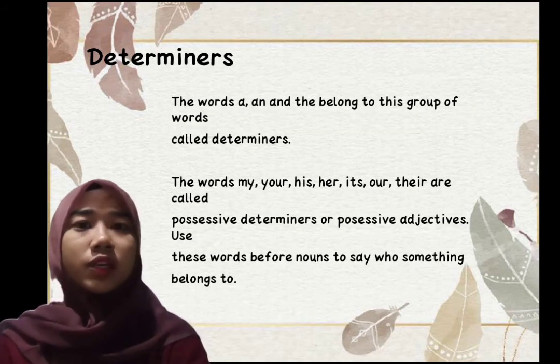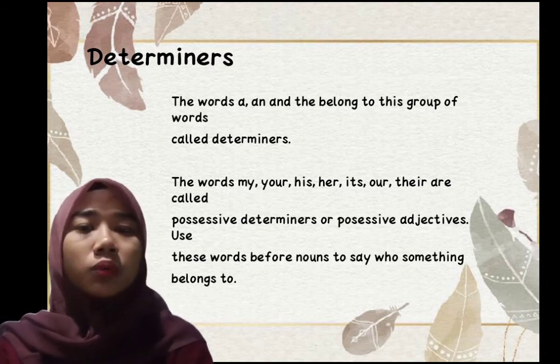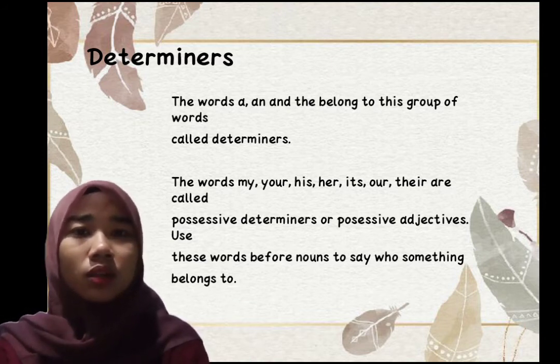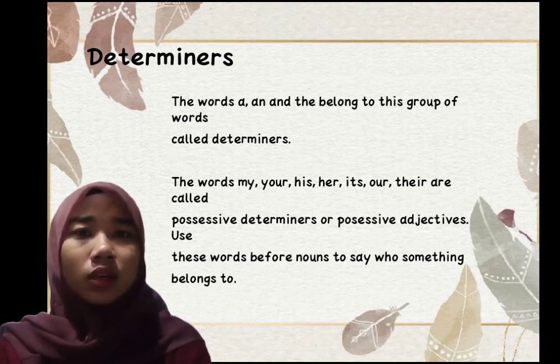Baiklah, yang selanjutnya yaitu determiners. The words a and the belong to this group of words called determiners. The words a and an are called indefinite articles. You can use them with singular nouns to talk about any single person or thing. The word the is called the definite article. You use the before a noun when you are talking about a certain person or thing.